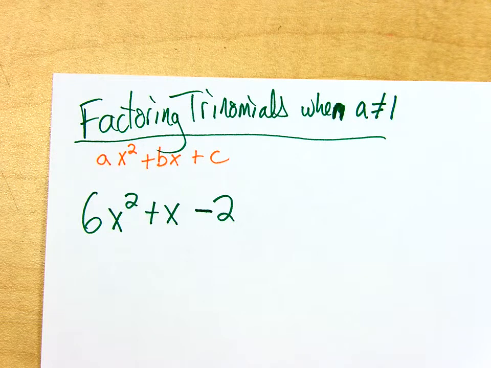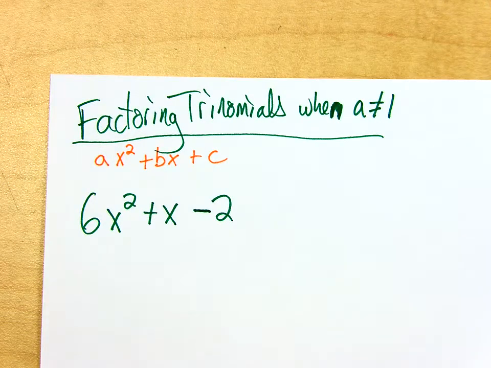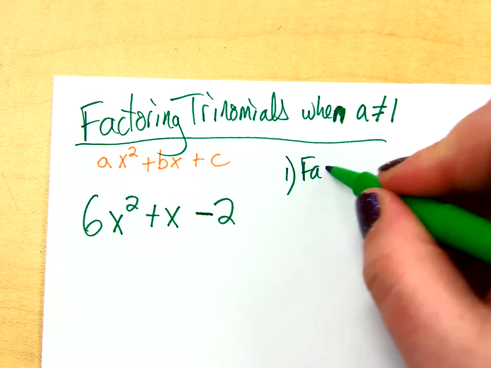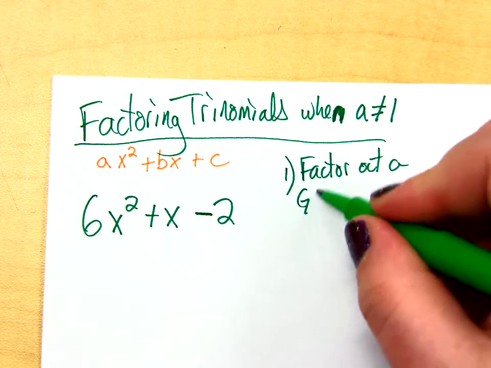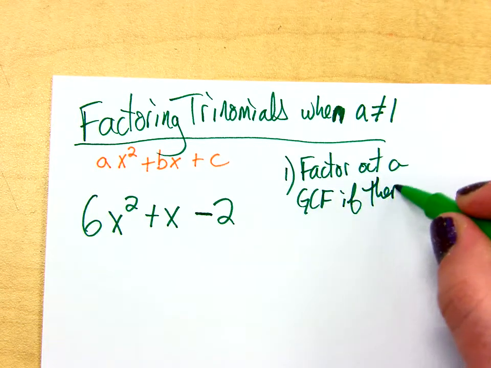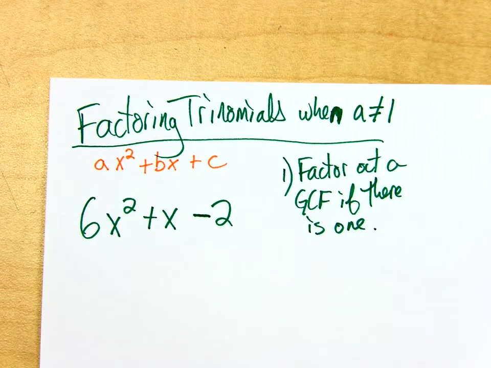So our first step is always going to be the same as it has been since we started factoring. It's still take out a common factor if there is one. So step 1, factor out a GCF if there is one. Do we have one this time? No. Not quite.